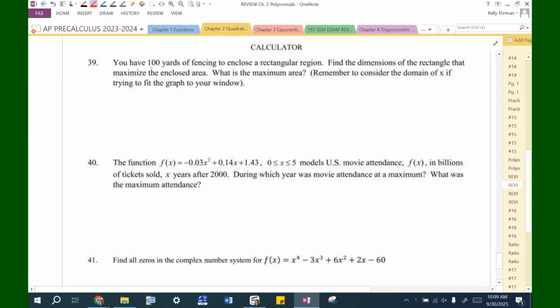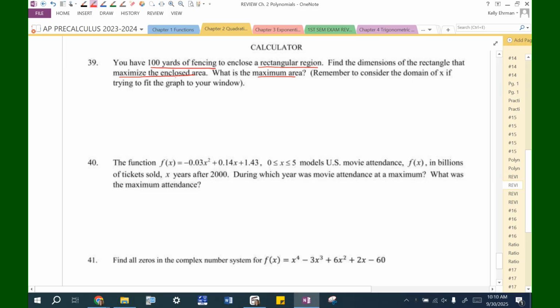So you have 100 yards of fencing to enclose a rectangular region. Find the dimensions of the rectangle that maximize the enclosed area. What is the maximum area? Remember to consider the domain of x if you're trying to figure out how to graph this.